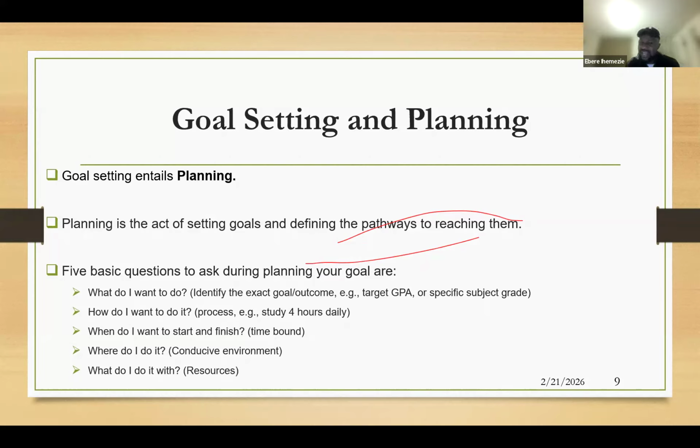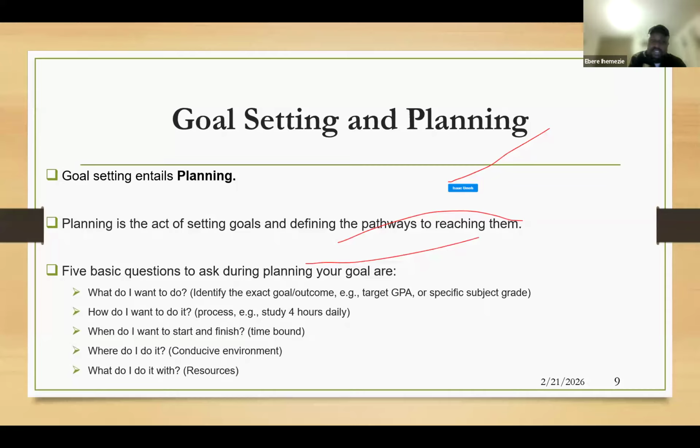That takes you back to the issue of RAS that I mentioned, the reticular activation system. Because you've set it as a goal, it helps you to map out that pathway, the process that will help you, and the resources that you need in that process to achieve the goal.